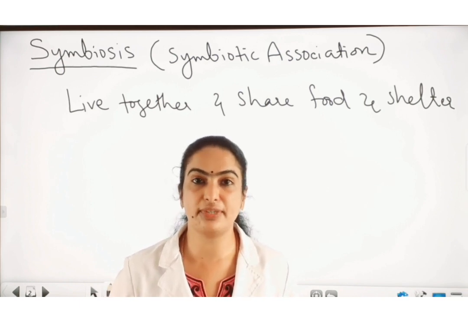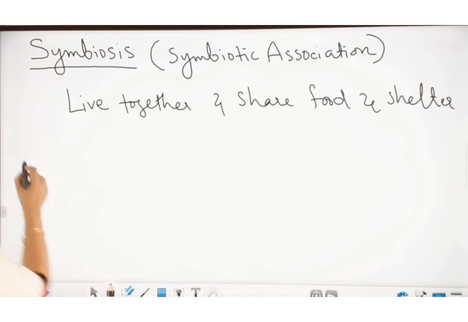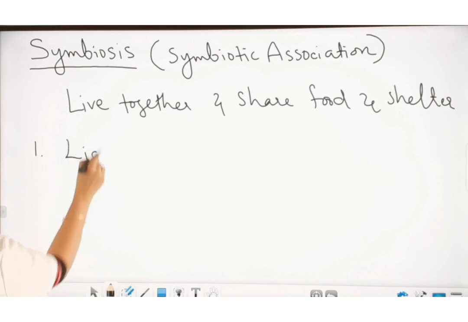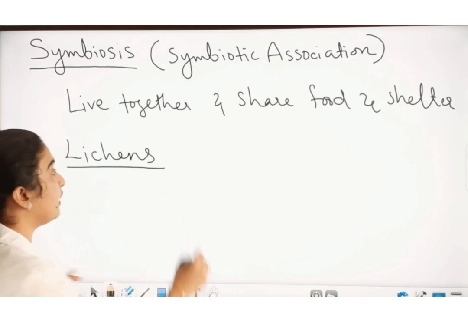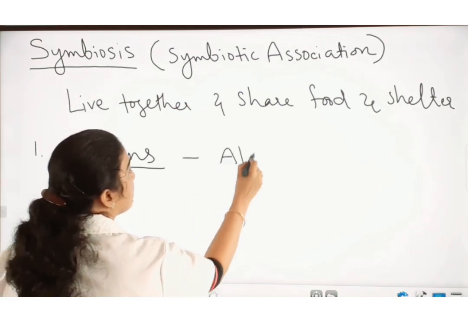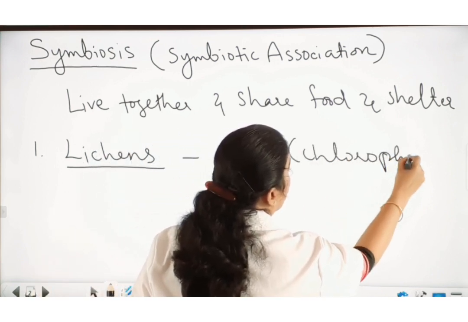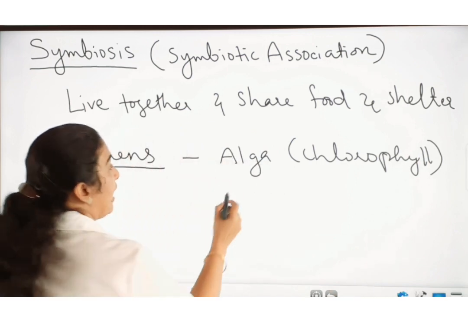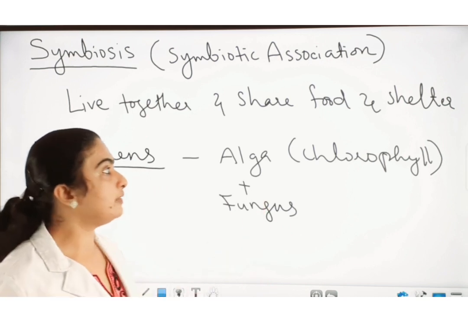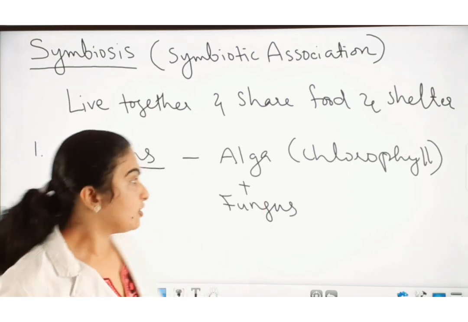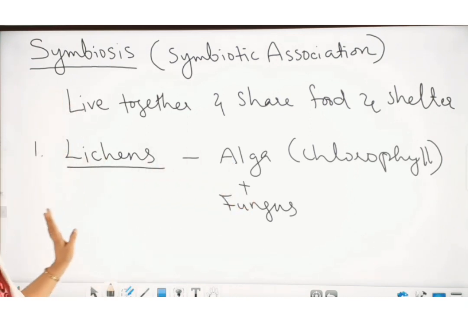Let's see which are the examples for symbiotic association or symbiosis. The first example is lichens. Have you heard about lichens? So lichens are organisms in which two partners are there. The first partner is chlorophyll containing alga. And the second partner is fungus. Fungus is not having chlorophyll. So alga and fungus together form lichens in symbiosis.